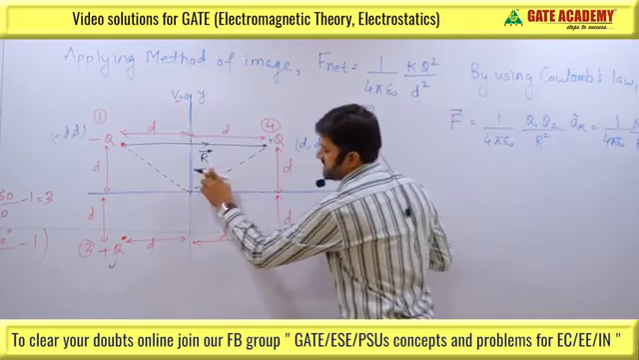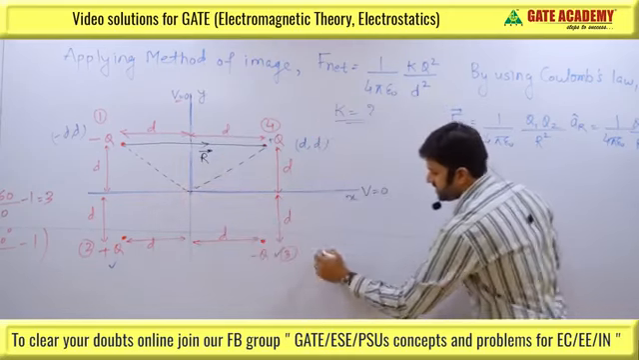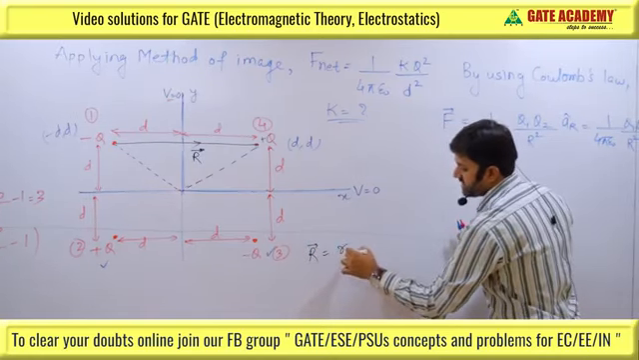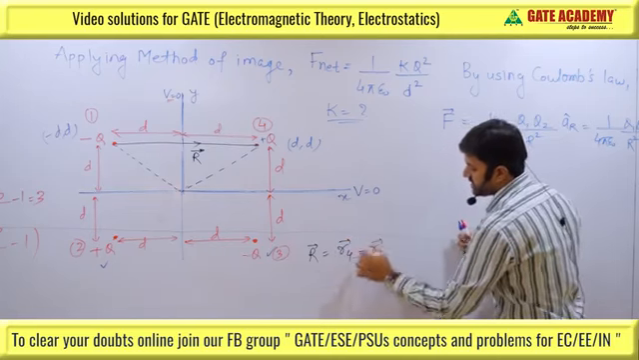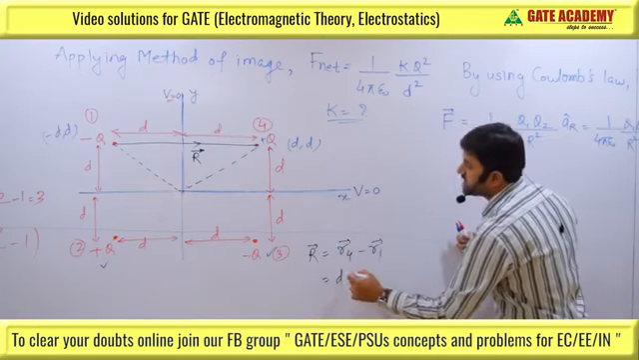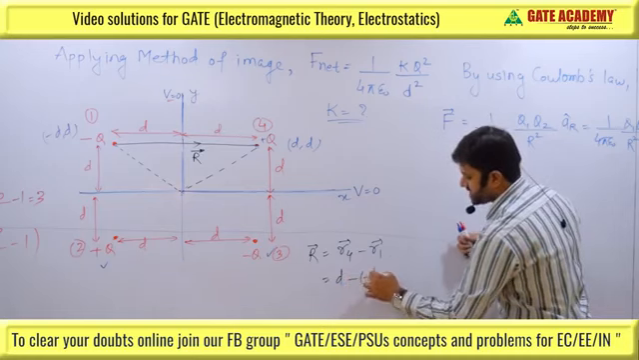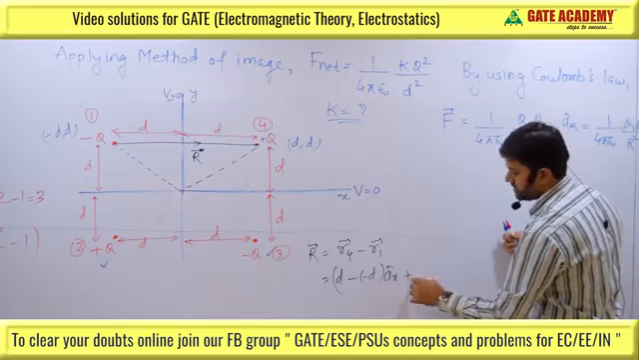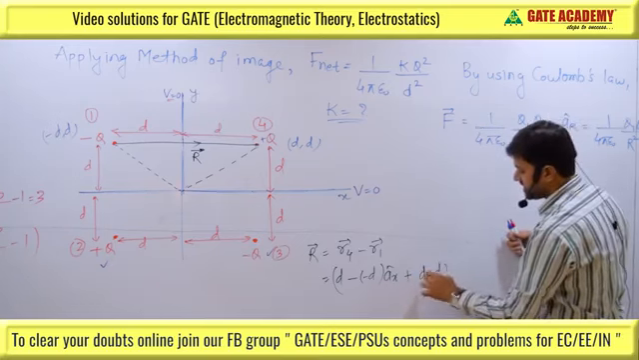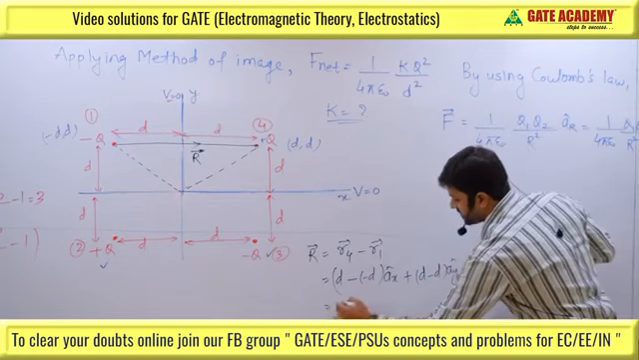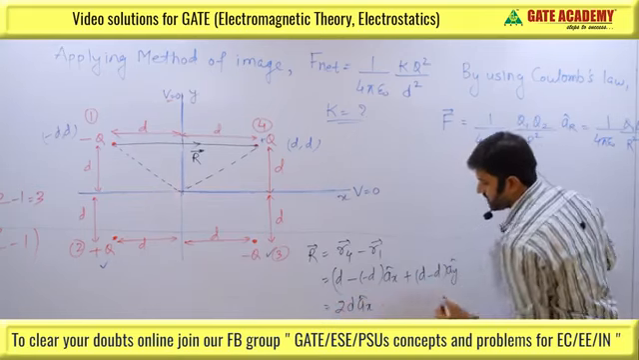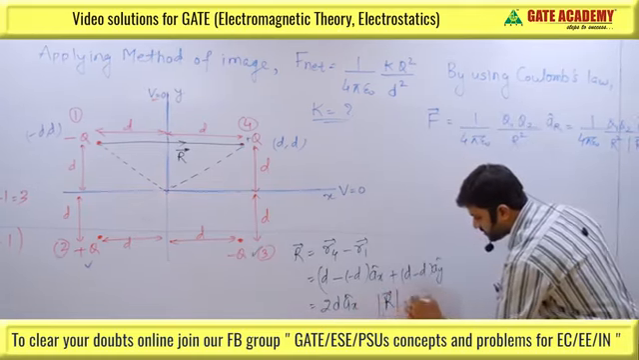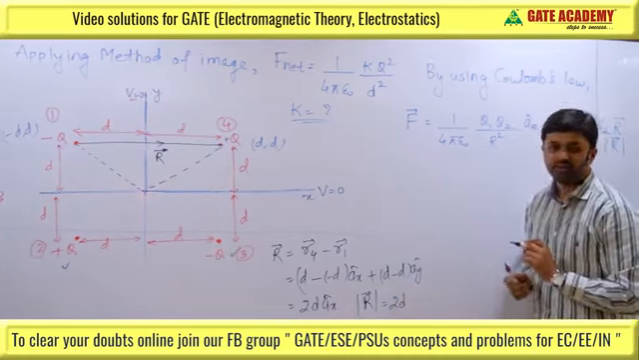So the displacement vector r is final point, that is 4, minus initial point, which is d minus d ax cap plus d minus d ay cap. So this is equal to 2d ax cap. So magnitude of r will be 2d. So magnitude of r will be 2d.